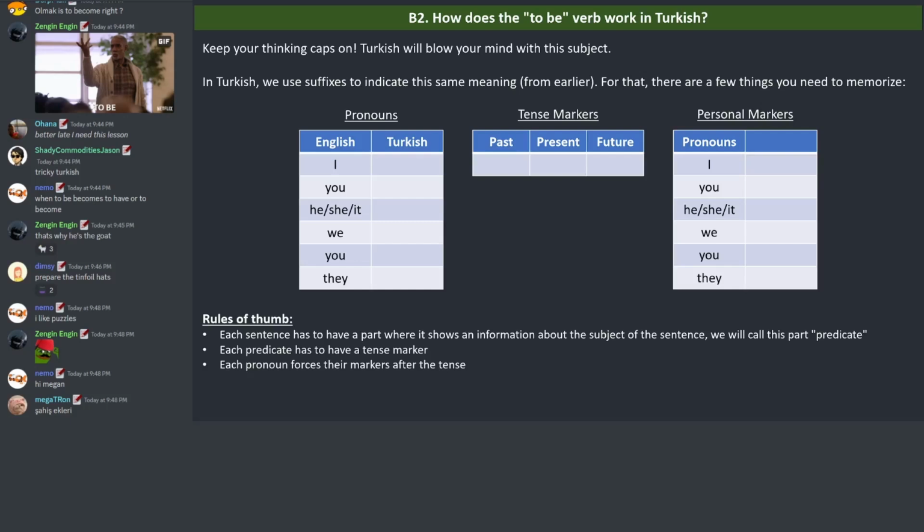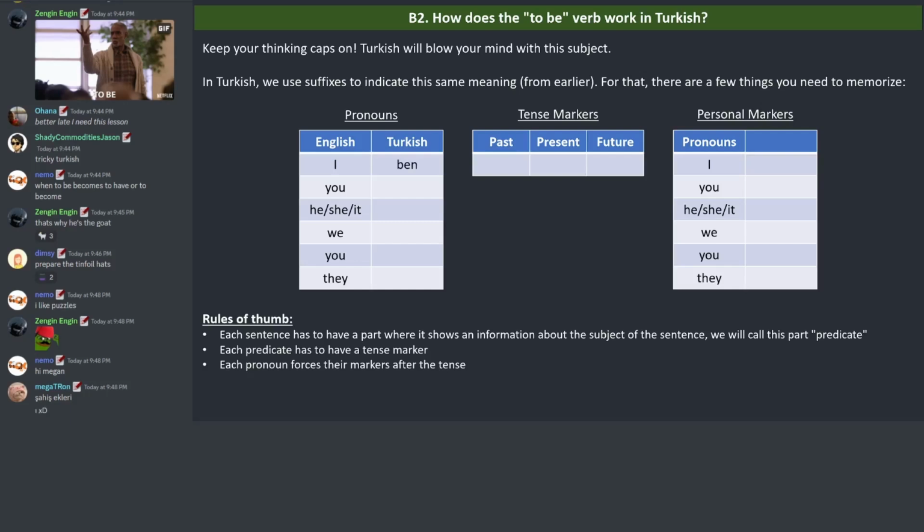So for I, we have ben in Turkish, and for you, we have sen. For the he, she, it, we don't have a distinction between these pronouns. That's why I put them in the same line. We have just o. That's one of the ways Turkish is easier. It's just o, and then we have biz, then siz, and onlar. So these pronouns, these şahıs or zamirler, is what you need to remember. Şahıs or zamir are the Turkish terms.